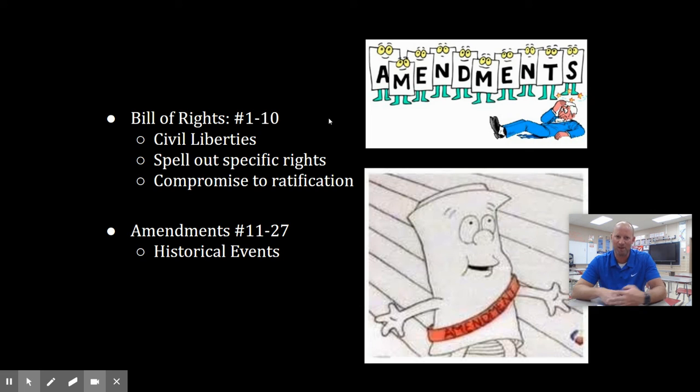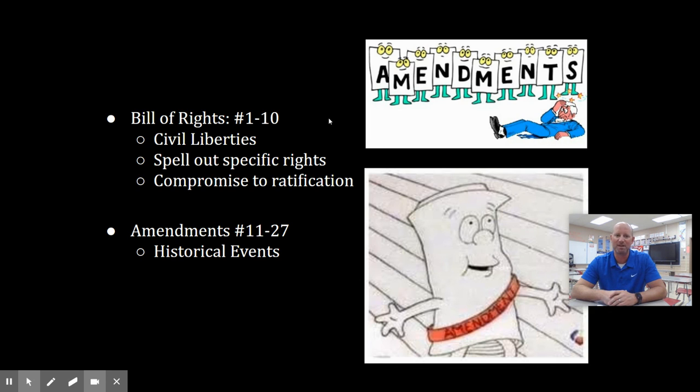The people that didn't support it wanted their rights written down, they wanted their liberties written down, because coming from England, they weren't written down. So they wanted to make sure they knew what their rights were. So that's why the first 10 amendments spell out our specific rights and our specific liberties. And again, as you can see, the third bullet, this was a compromise to ratification.